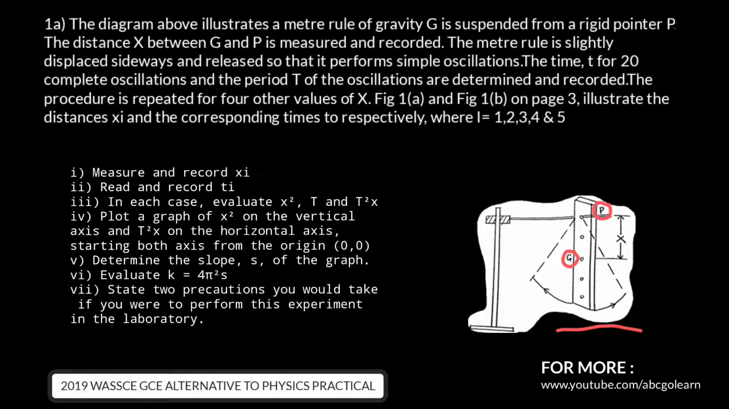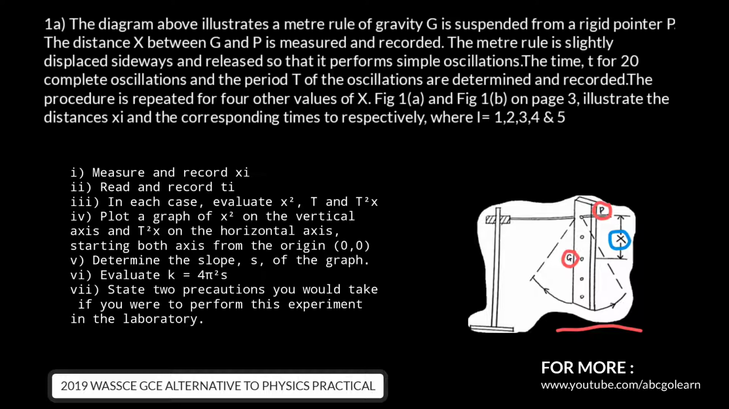Now, the distance x between G and P is measured and recorded. We are told the distance between this very G and P, that's exactly what you can see here, represented with x. The distance between P and G, x, will be given to us in this question, with another slide. I want you to understand how alternative to practicals would look like, so that you will be able to get the very best you would like in that examination. So after we've seen this, let's read the question.